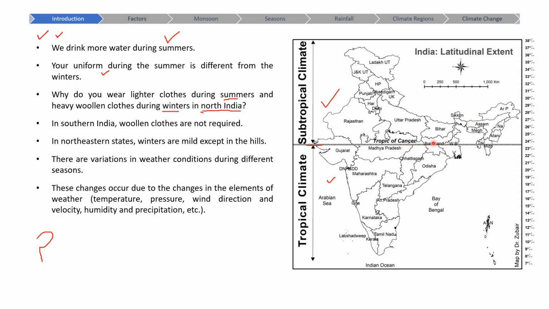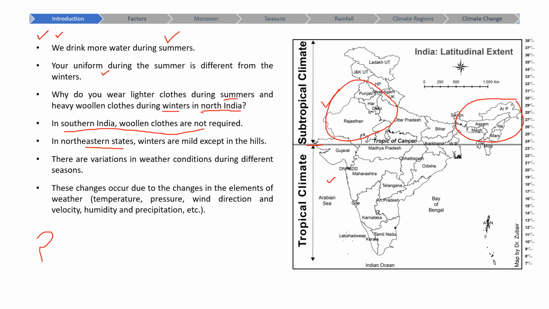But south of the Tropic of Cancer, this area will not have winters. In southern India, woolen clothes are not required. The northeast states are here. In these states the winters are mild, except in the highland regions. But here, especially in this area, the winters are very severe.